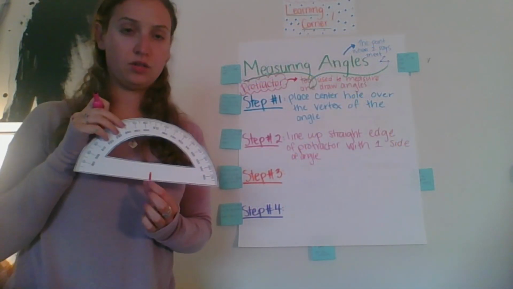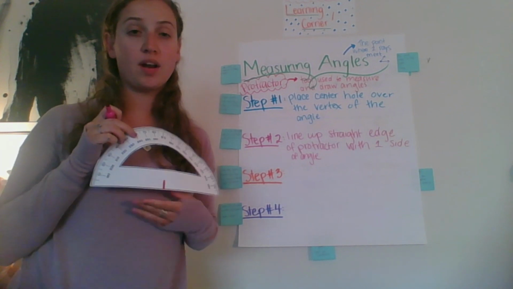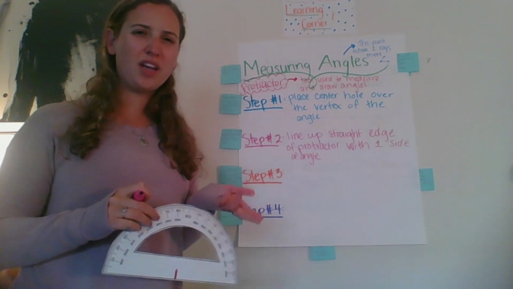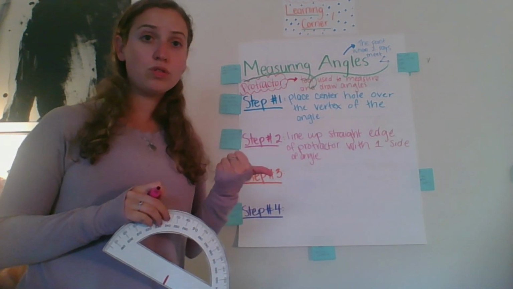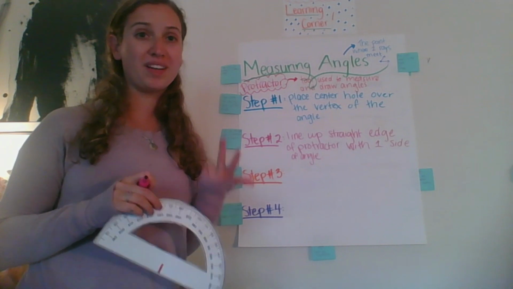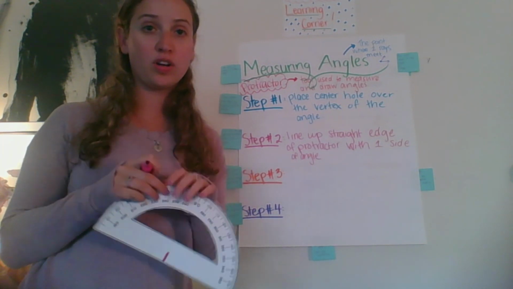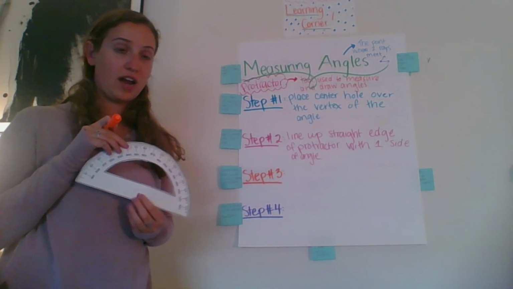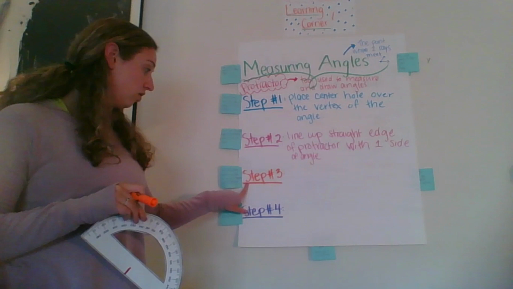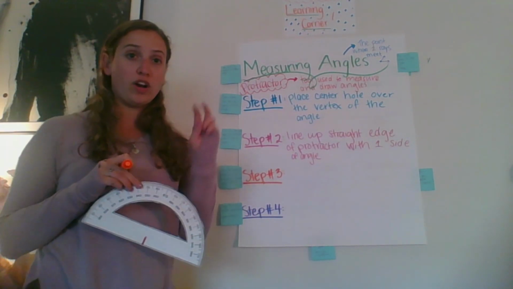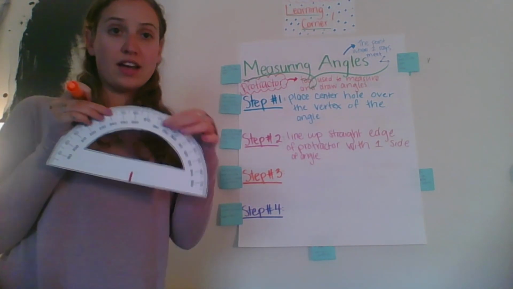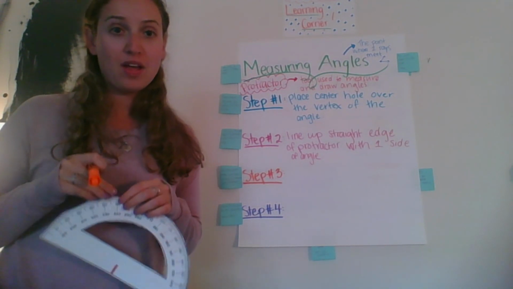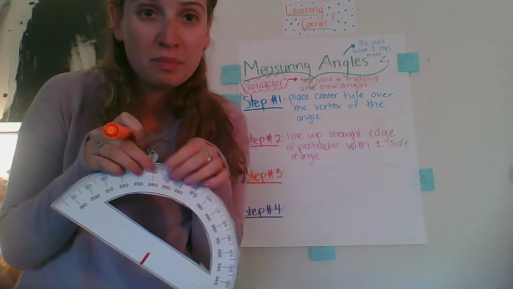While you're lining the center hole or center line and bottom of the protractor with one side of the angle, I want you to think in your head, what type of angle is this? Is it an obtuse, acute, or right angle? Because that is going to help you later when we look at the numbers on our protractor. After we line up the straight edge of our protractor with one side of the angle, we have to find the point where the curved edge of the protractor and the other side of the angle intersect or overlap. That's going to tell us which number we need to look at.